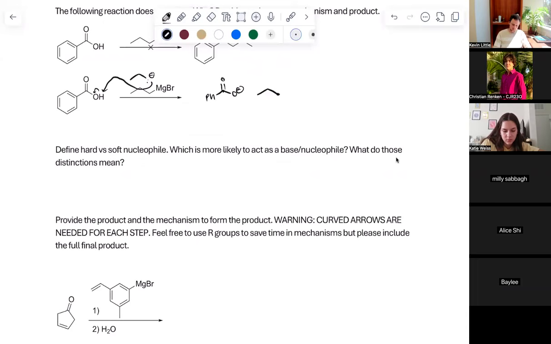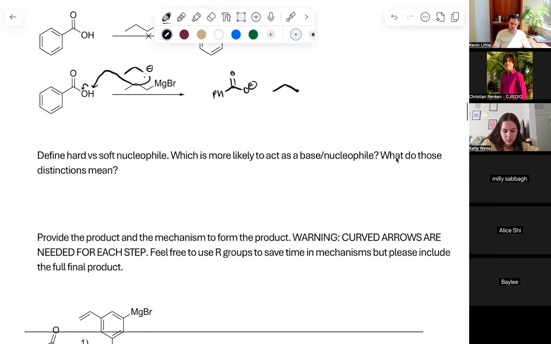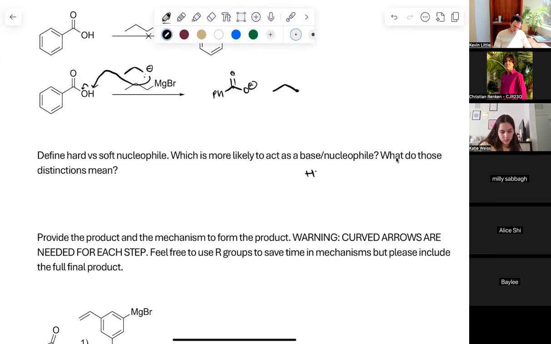All right. So hard and soft nucleophile, that just refers to, okay, there's a couple of concepts kind of tied together here. A harder nucleophile is more basic, so it's more likely to take a proton. These are usually smaller charges. So like NaH is a hard nucleophile.